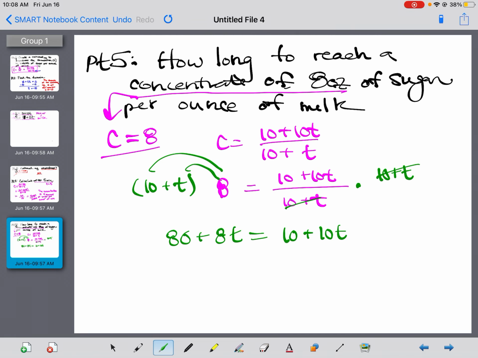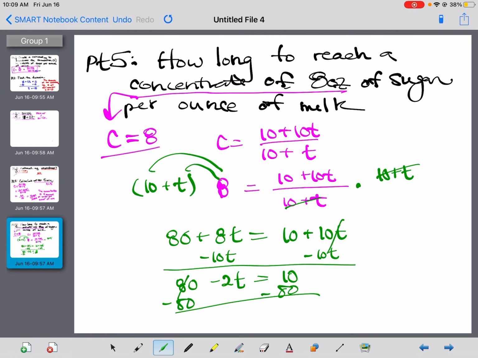Now you have an equation to solve. We're back to module 1. Personally, I like moving my letters to the left. So I'm going to bring the 80 down. 8t minus 10t is -2t, equals 10, subtract 80. So I have -2t equals -70. To get t by itself, we divide by -2. A negative divided by a negative is a positive, so t is equal to 35.